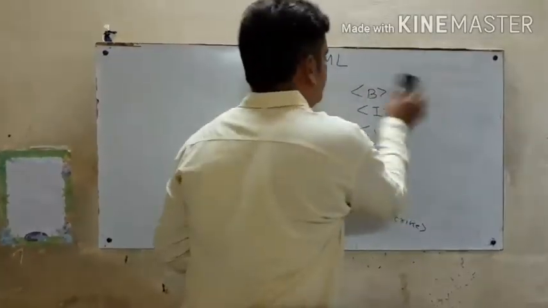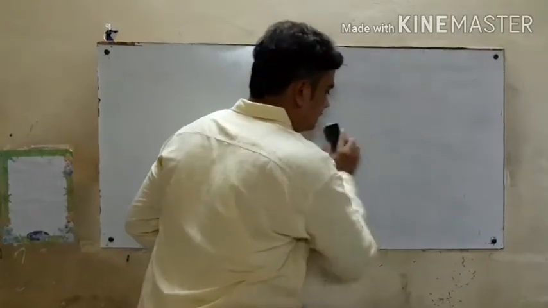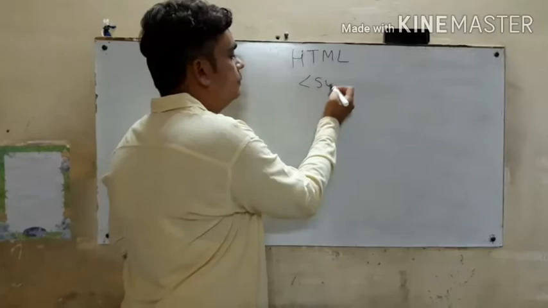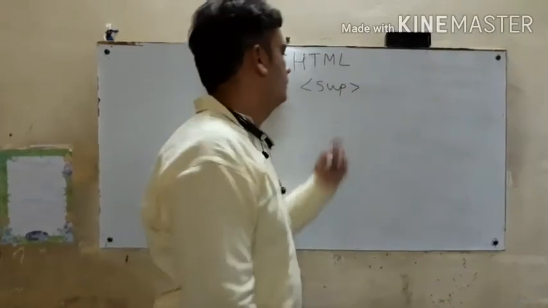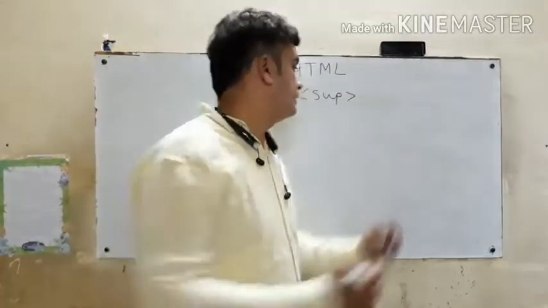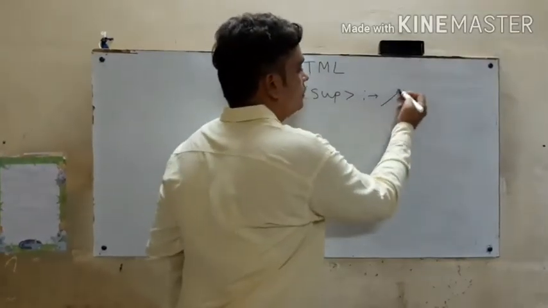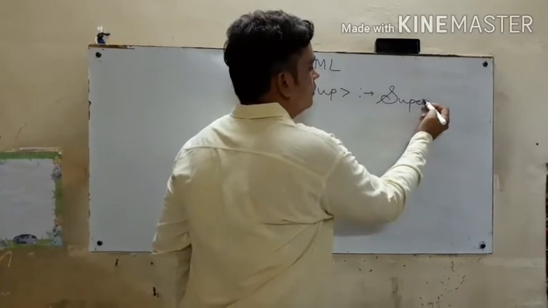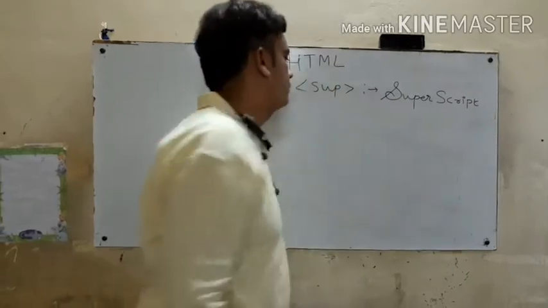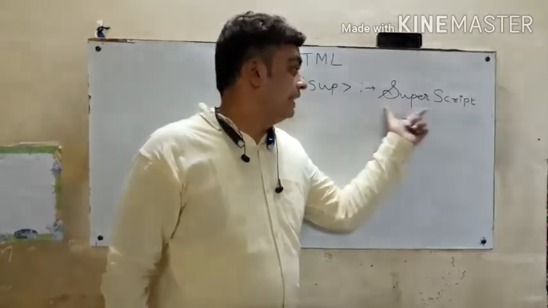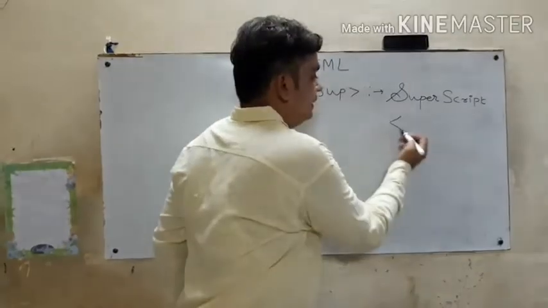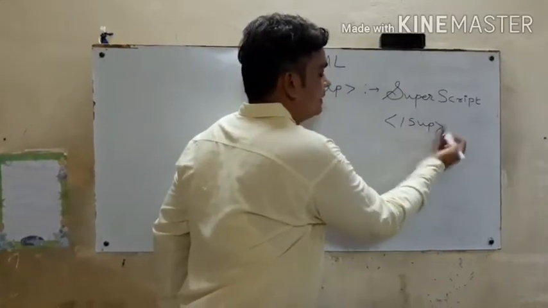Now in today's session we see some additional interesting tags. So our today's first tag is SUP. Our first point is the meaning of this tag. SUP stands for superscript. The meaning of SUP tag is superscript. It is also a pair tag, means its companion tag is /SUP.